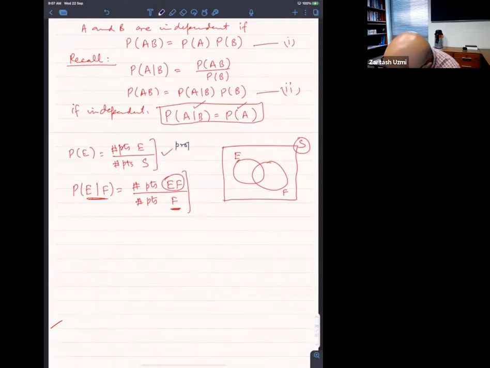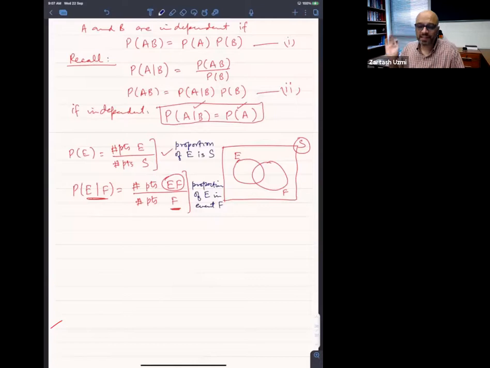This is the proportion of E in S, the entire sample space, and this is the proportion of E in event F. If these two proportions are the same, then the events E and F will be independent. Okay? I'll give you examples.